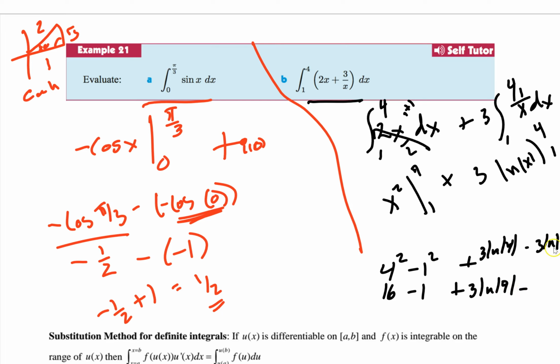Anybody remember what natural log of 1 is? 0 is the right answer. So all I get is 15 plus 3 natural log of 4.